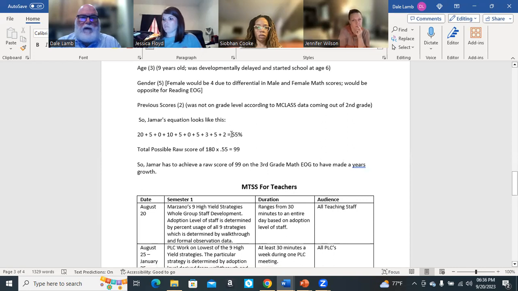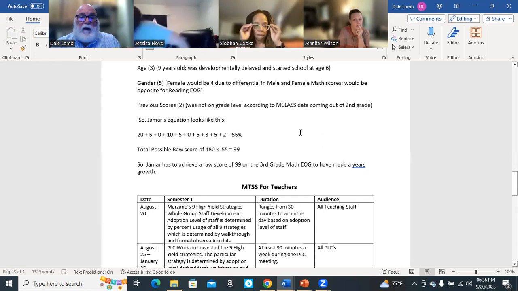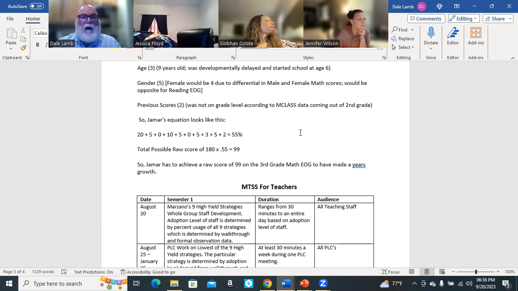We add all these points together and we come up with Jamar's got to get 55%, only got to get 55% of the number of questions on that math test, which is 180, multiplied by 0.55. He's got to get 99 right to show a year's grade. That's the way EVOS works.